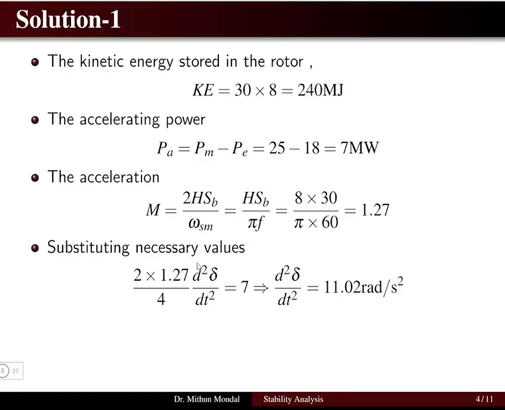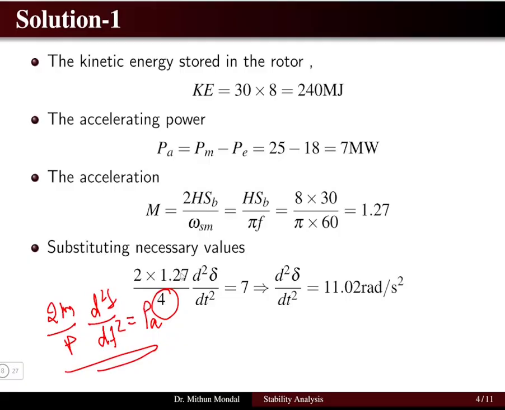Now in order to calculate the net acceleration, we need to find the equation, which is given by 2M by the number of poles into d2 delta by dt square, which will be equal to the net acceleration. So this is basically the swing equation. If we substitute the value of the number of poles and the value of the acceleration, then we can calculate the value of d2 delta by dt square. So we are getting 11.02 radian per second square.